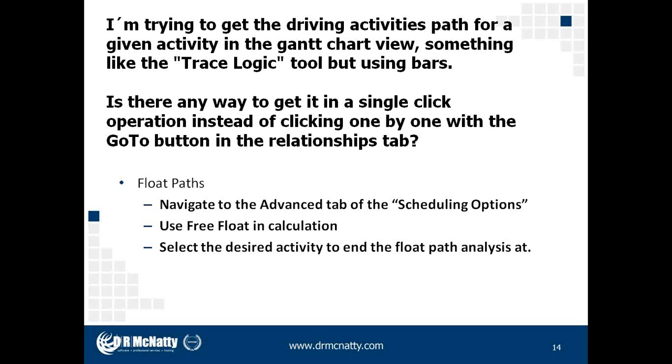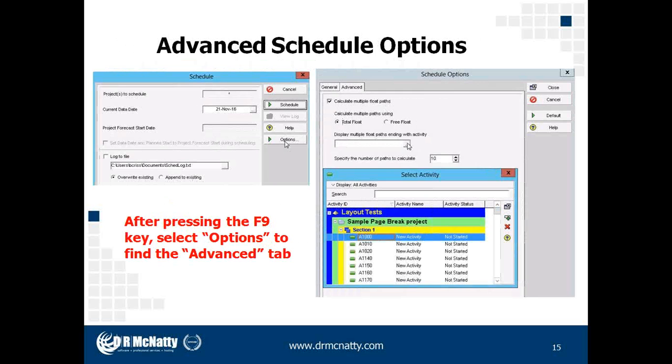in the relationships tab? So what we're going to talk about to address this particular question are the float path options in P6. To get to the float path options, the first thing you need to do is, on the left side there, hit our F9 key to bring up the scheduling window and then choose the options button at the bottom. In the second window that pops up, select the advanced tab. And then when we hit calculate multiple float paths, the one thing that I don't see in the screenshot, but you'll want to select, is the free float option. And then by clicking this ellipsis, we'll be able to select an activity and generate a float path.